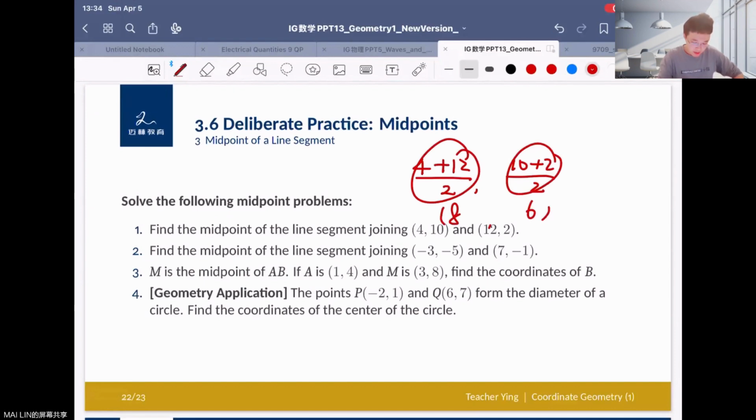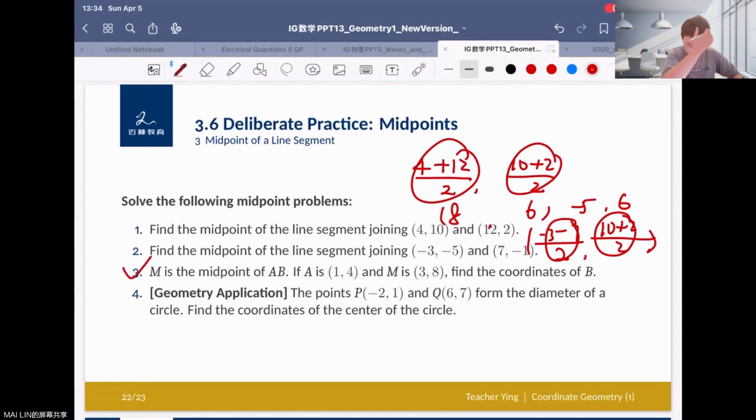And the second problem is to find the midpoint of the line segment joining negative 3, negative 5, and 7, negative 1, right? Also the same method, like negative 3 plus negative 7 over 2. And here we can set as 10 plus 2 over 2, okay? That is it. And you can find here, this value is 95, and here, this value is 6, okay? That is 95, 6, okay?